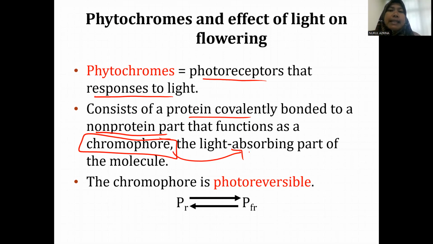The chromophore is photoreversible from PR converted to PFR. P here stands for phytochrome. R or FR refers to the light that they absorb. R stands for red light and FR stands for far red light.